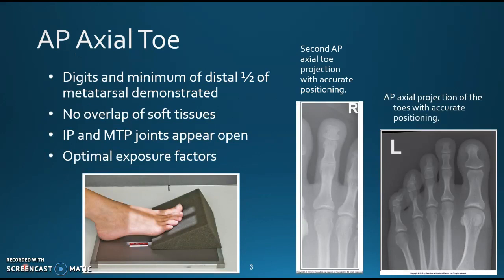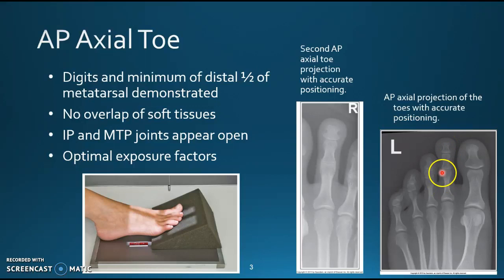So starting off with the AP axial projection of the toe, this will include the digits 1 through 5, or you can collimate down to just the digit of interest and indicate which digit that is, whether it's 2, 3, 4, whichever digit. However, the anatomy of number 1 is similar to that of the thumb, where there are only 2 phalanges, the distal and the proximal phalanx, whereas for 2 through 5, there are 3, the distal, middle, and proximal phalanx.